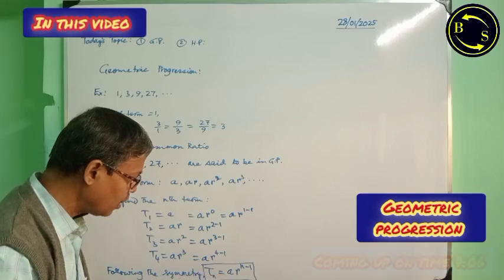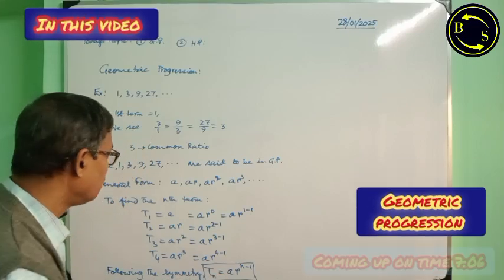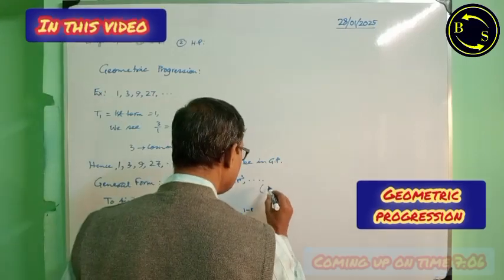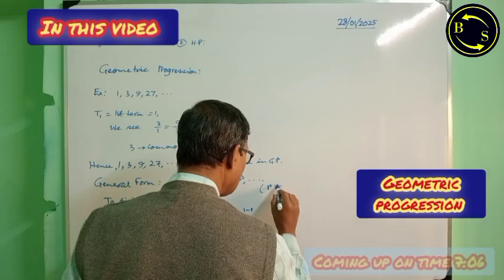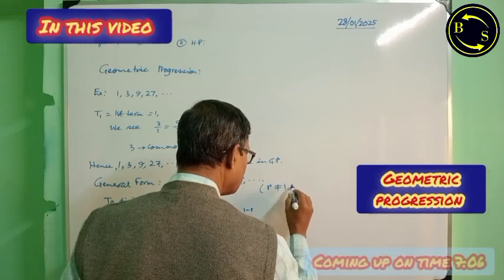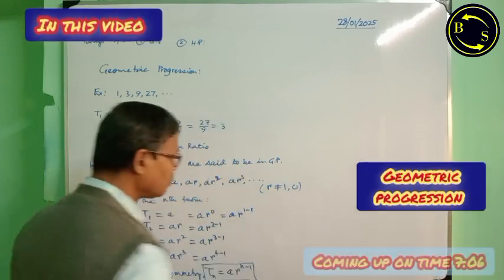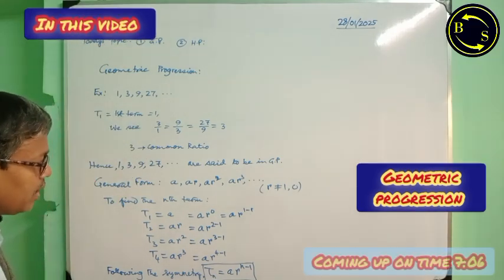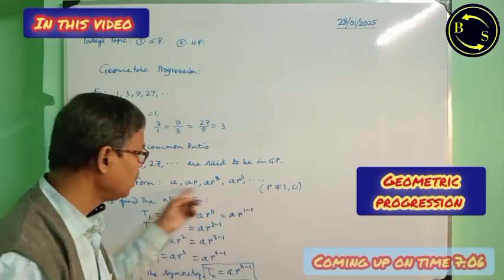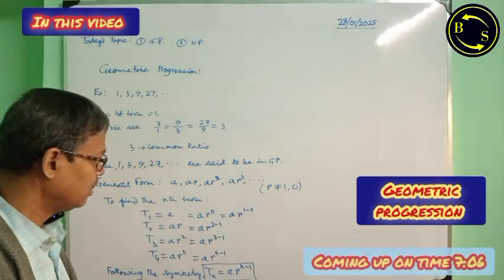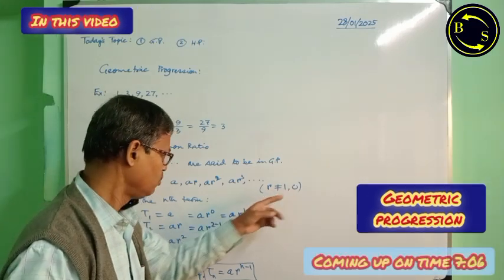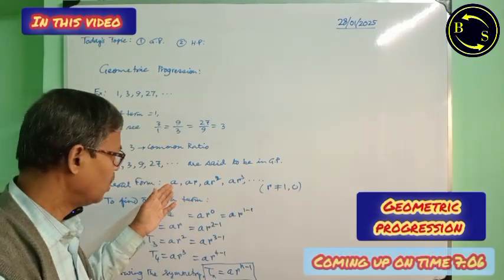to a into r to the power n minus 1. One thing to mention, r is not equal to 1. Of course, that is not 0. In case of r equal to 1, you see, all terms will be equal, and in case of r equal to 0, only one term will be there.